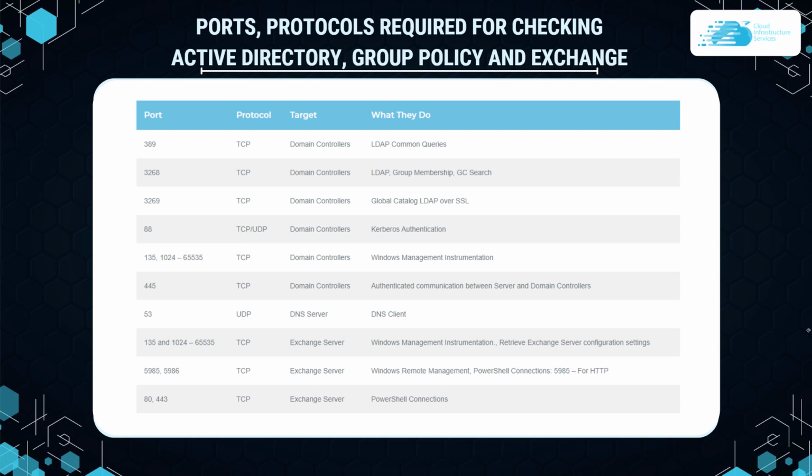The port number 3268 is used for the LDAP, group membership and GC search. Port number 3269 would be used by Global Catalog LDAP over SSL. Now for the port number 88, the protocol changes to TCP/UDP while the target remains the same as domain controllers, and it is used for Kerberos authentication.